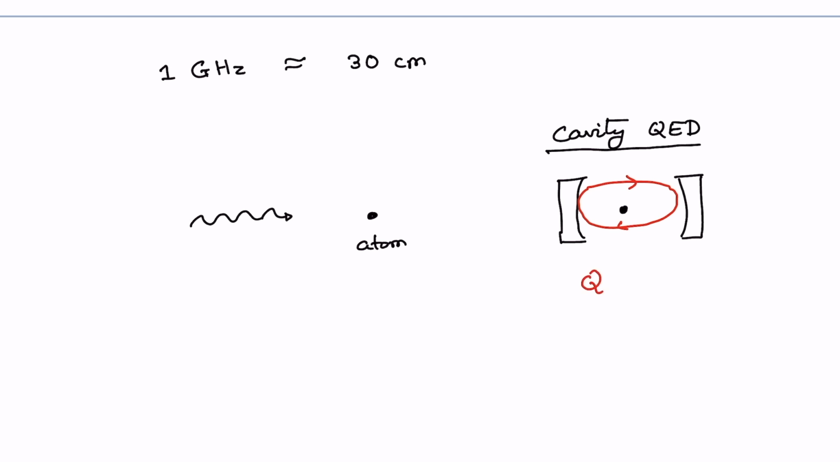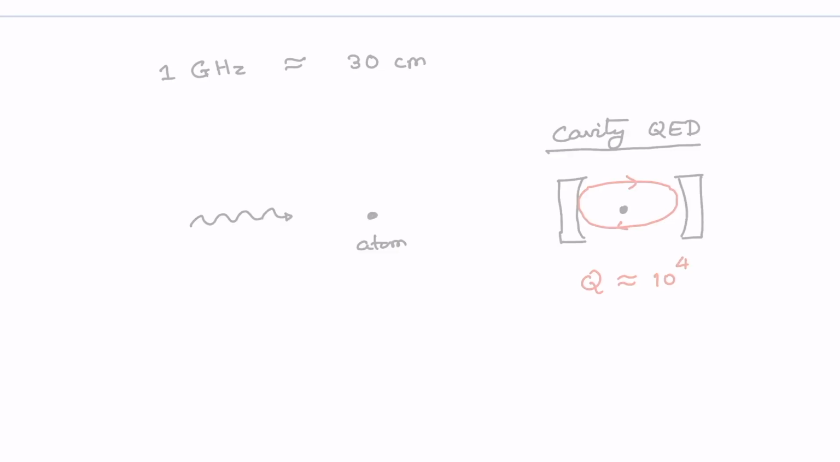Don't get confused with the charge. Q is the quality factor. Say the quality factor is 10 to the power 4 or 10 to the power 5. Say 10 to the power 4, that means 10,000. This means that the photon can bounce back and forth inside the cavity for 10,000 times, and this way this field is going to interact with the atom quite strongly.